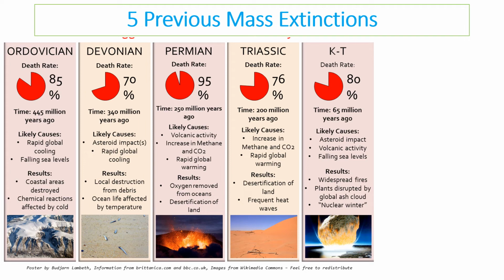Now, if you look at the causes of previous mass extinctions, the causes might have changed. So it might be global cooling, sea levels falling, asteroid impact, volcanic activity, but the result is often similar. The result often causes climate change, changes such as desertification, and it causes change in temperature.